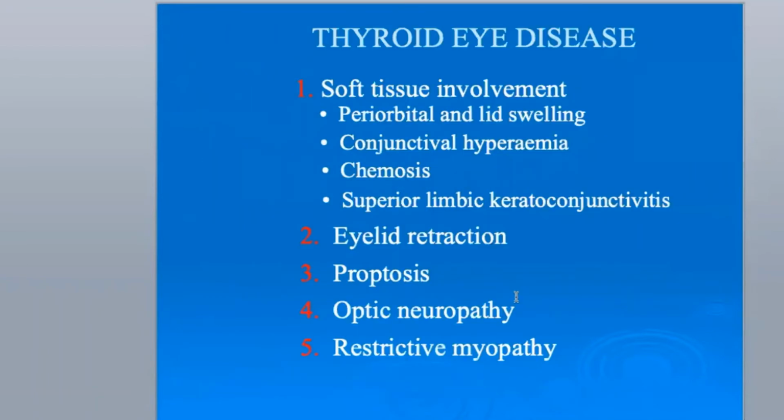Now, basically, this is what people describe when you see a patient with thyroid eye disease. They're talking about the soft tissue involvement, which causes the periorbital swelling, conjunctival hyperemia, and chemosis.